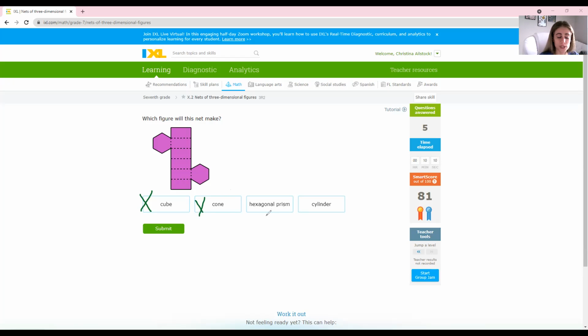A hexagonal prism. Okay, so a hexagon, that means it has 6 sides. 1, 2, 3, 4, 5, 6. All right, that shape has 6 sides. Most likely that's it, but let's look at our final option just to make sure. A cylinder. Yeah, that wouldn't be a cylinder because remember, a cylinder, our tops and bottoms are a circle, and this is definitely not a circle. That means this net creates a hexagonal prism.